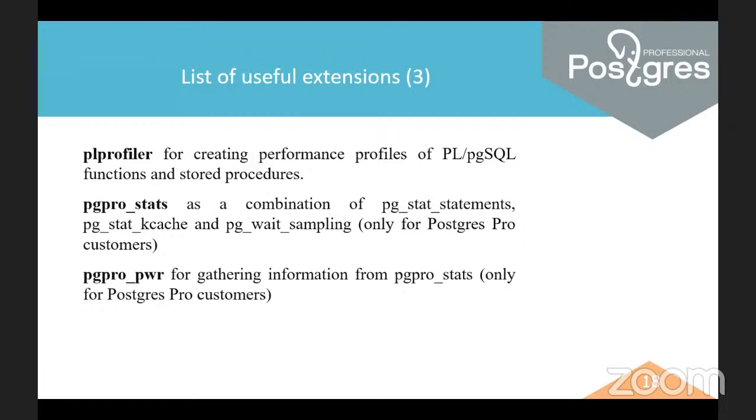My colleague has already mentioned it, but pgpro_stats is a combination of pg_stat_statements, pg_stat_kcache, and pg_wait_sampling, but it's only for Postgres Pro customers, and as far as I know, it's available from Postgres version 12. And of course, pgpro_pwr is an enhanced version of pg_profile. It can talk to pgpro_stats and retrieve information from it, but it's also only for Postgres Pro customers, and it's available from version 12.